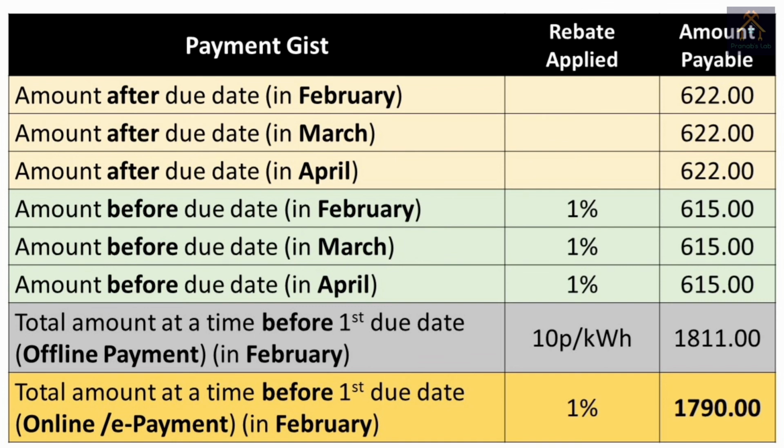From this video series, we conclude that the most economic price will be 1790 rupees when we pay the quarterly bill before the first month's due date through the online method. This was the last video on this topic.